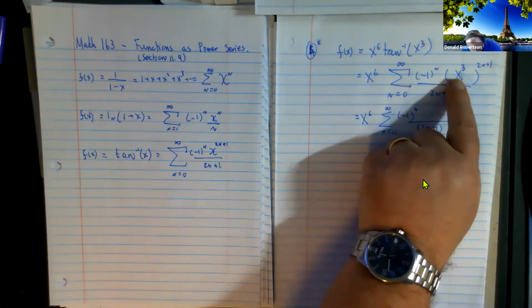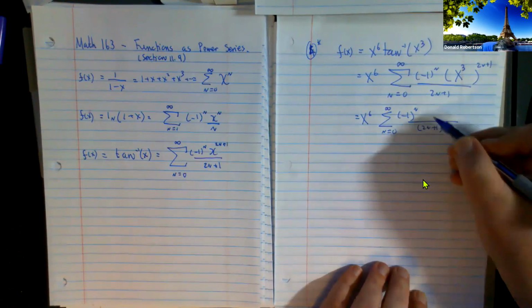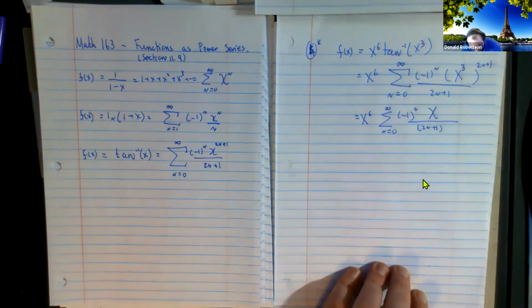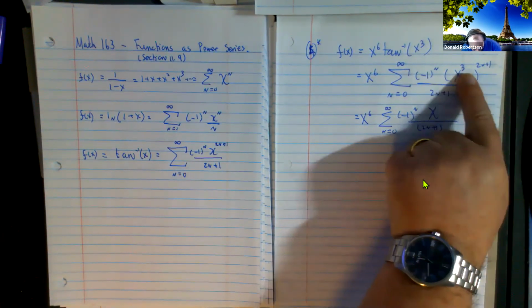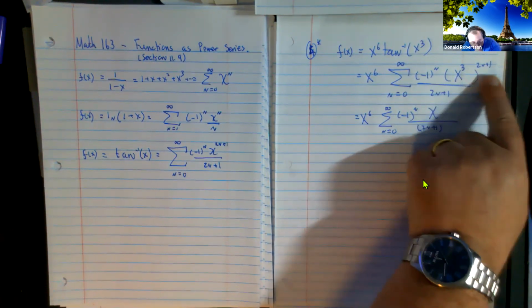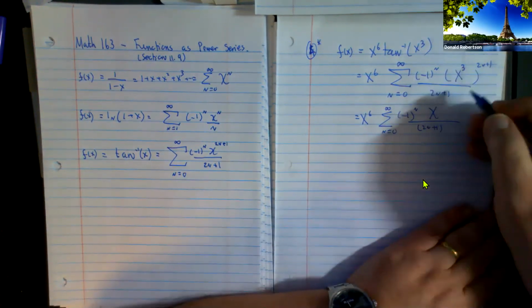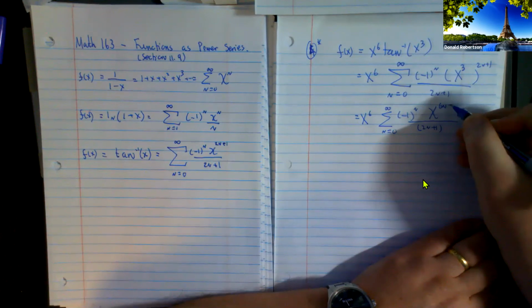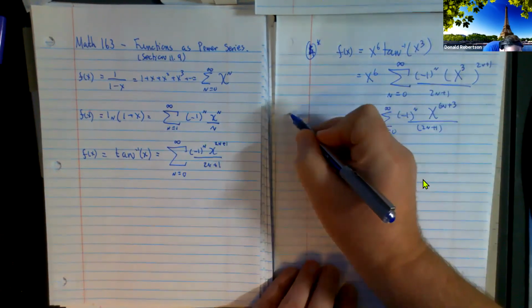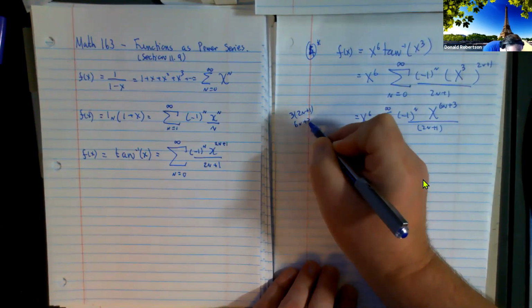If you take x cubed and you raise it to this power, be very careful. What is the final power of x if you take x cubed and raise it to the power of 2n plus 1? 6n plus 3. Right, it's 3 lots of that, and just like she said. Are you happy? It's 3 lots of 2n plus 1. It's 6n plus 3, right?